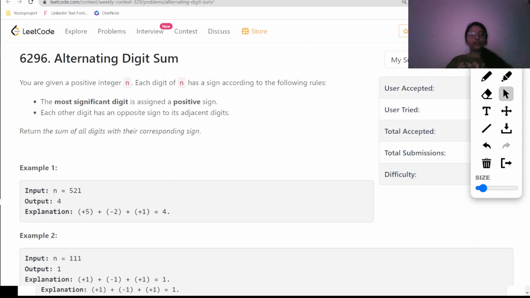So today we are going to do the LeetCode weekly challenge. First question, alternating digit sum. So here, let us first read this question, then talk about the constraints, and finally the coding part for the same.